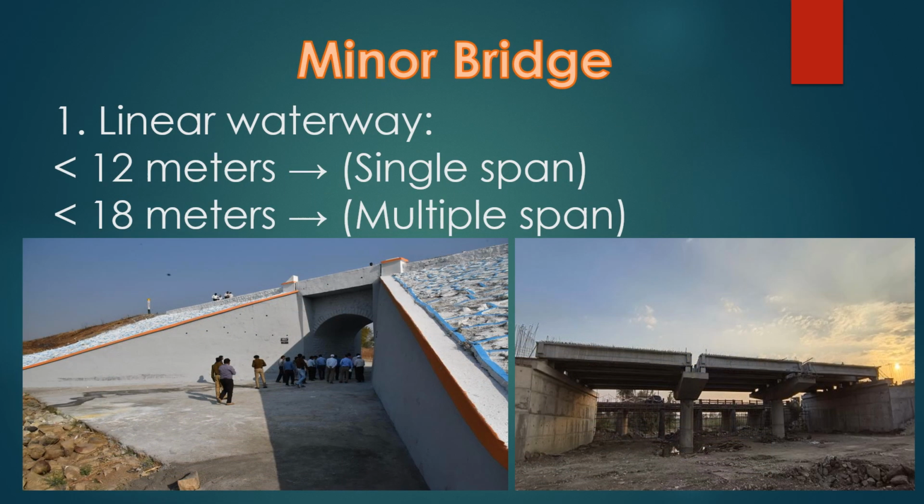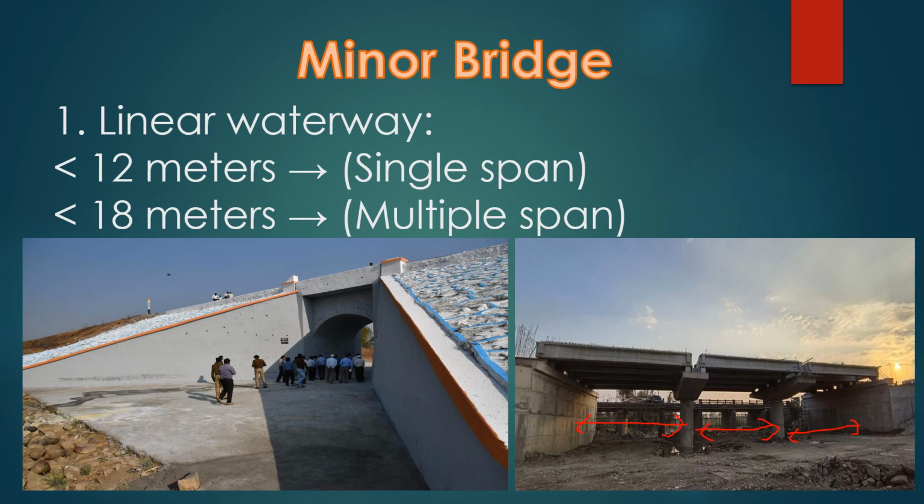A minor bridge is the one which has a linear waterway less than 12 meter for a single span and less than 18 meter for multiple spans. So it is a misconception that the minor bridge has only a single span. It's not like that. A minor bridge can have multiple spans, but if the linear waterway of all spans included is less than 18 meter, then it is a minor bridge.